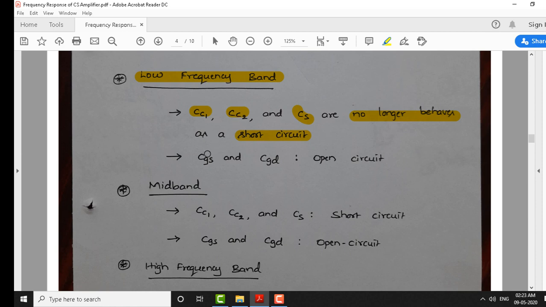Let's see the other capacitances, the internal capacitances of the MOSFET, CGS and CGD. Since the frequency is very low in the low frequency band, these two capacitances behave like an open circuit, which is what we expect. Therefore, because of CC1, CC2 and CS, the gain drops in the low frequency band.